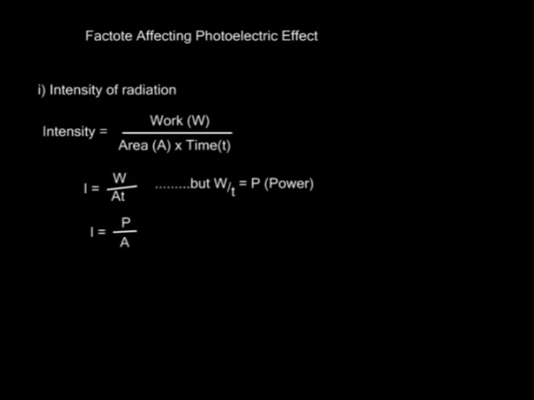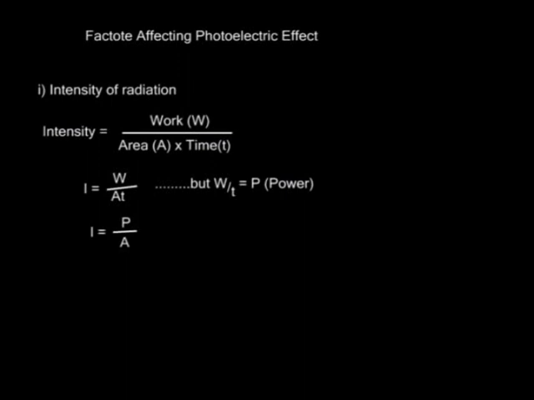Every metal surface has its own minimum frequency of radiation called the threshold frequency f0, below which no photoemission can take place, no matter how intense the radiation is. For example, zinc metal has a threshold frequency of 10.47 times 10 to power 14 Hertz. Any radiation with a frequency lower than this cannot therefore eject an electron from zinc plate.